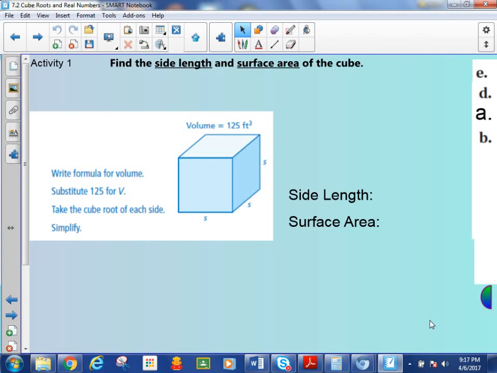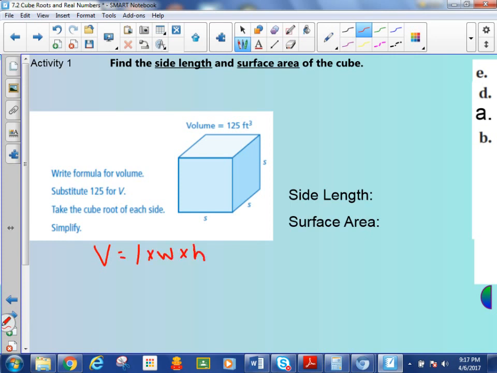Working on activity 1 on finding cube roots. Here they're giving us a visual of a cube, and they're telling us that the volume is 125 feet cubed. So we're going to write our formula for finding the volume. To find the volume, we're going to do length times width times height.